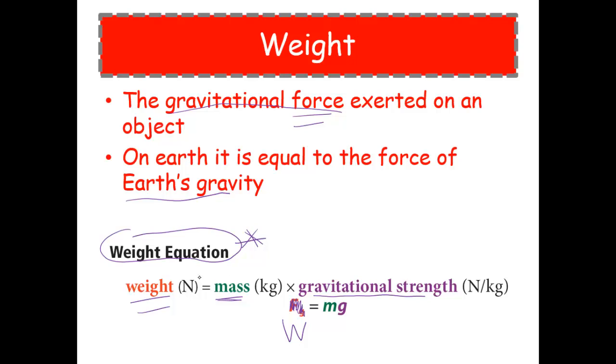Notice here, the units for weight. A little nod to the good old Sir Isaac Newton. Mass, as always, we use kilograms. Gravitational strength is newtons per kilogram. If we're here on Earth, guess what you'll be using? 9.8. If you're somewhere else, they're going to have to give it to you.